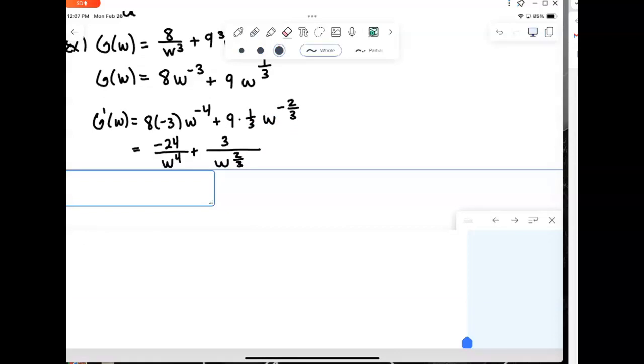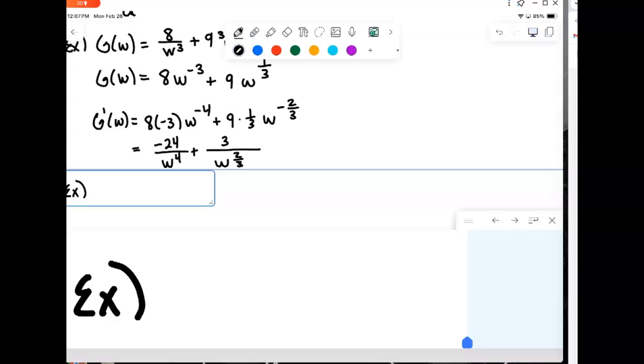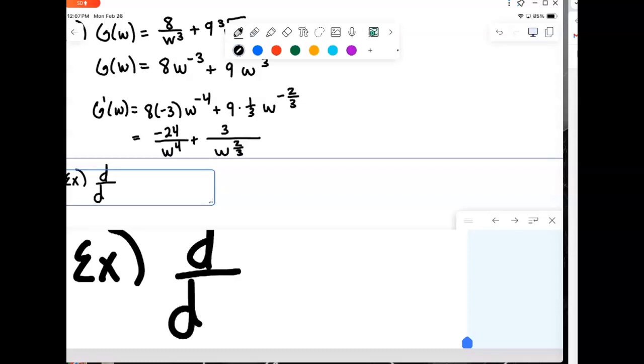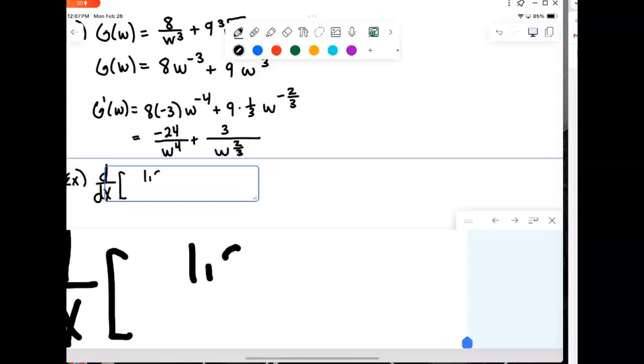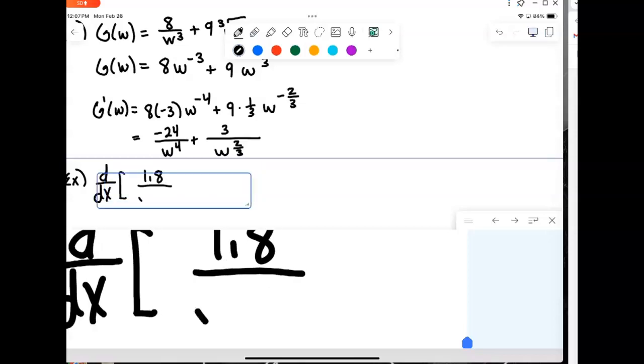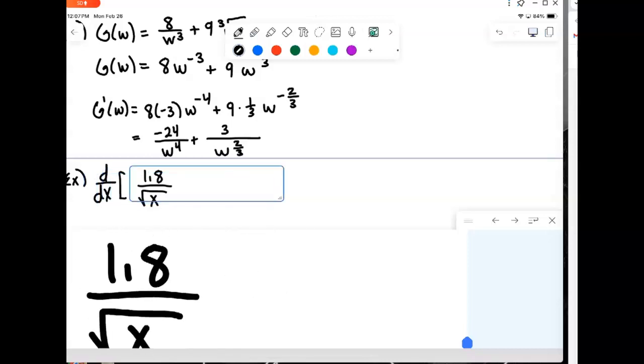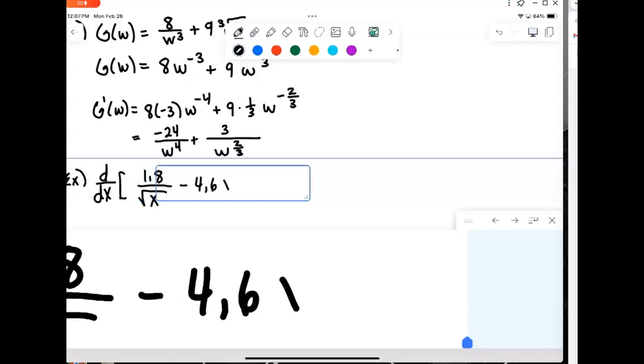Okay, so let's move on to do one more example here. Again, this is another derivative that's a little messier, not as neat as some of the earlier ones. So this time we're once again using this derivative operator notation. So we're taking the derivative of the stuff inside the brackets. Here we have 1.8 over the square root of x minus 4.6 x to the negative second plus x.